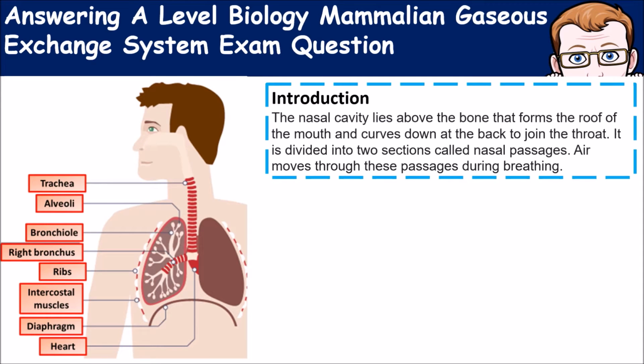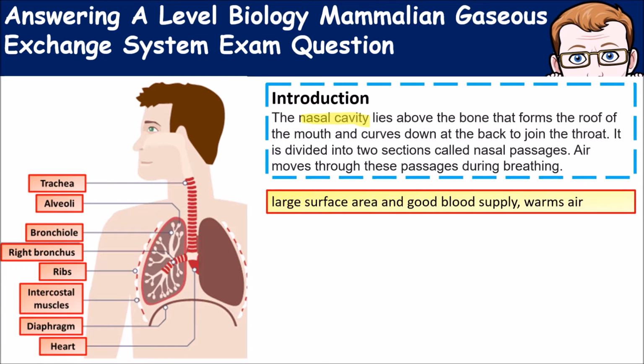Right, let's have a look at the question. First thing when thinking about the mammalian gaseous exchange system is that we need to consider its actual structure before we start talking about the alveoli. Where people quite often trip up is that they only talk about the alveoli. So if we start off, remember it starts with the nasal cavity, which lies just above the mouth.